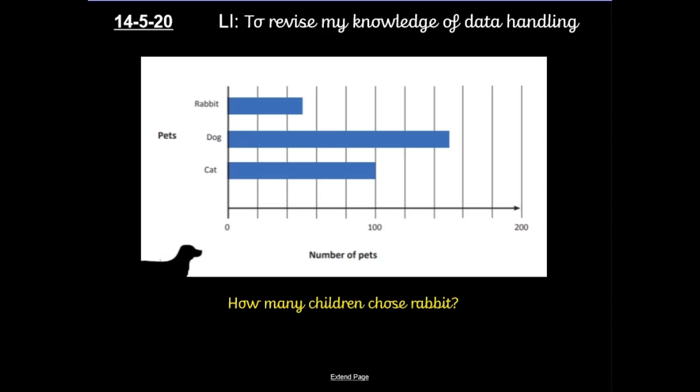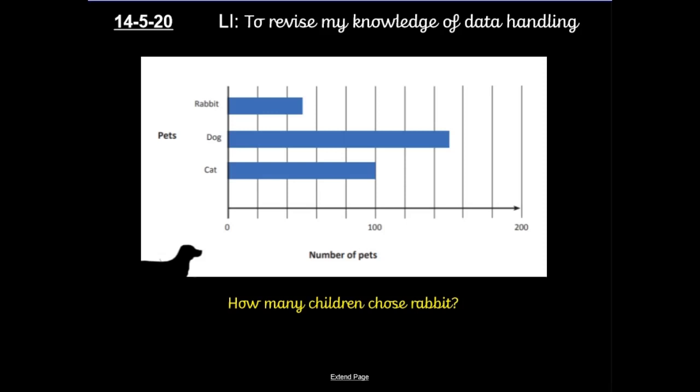Now then, let's have a little look at this question here, okay? So this is a bar chart here, and I've got my pets, rabbit, dog, cat, and I've got a number of pets at the bottom. So the question would have been something like, this is a list of children's favourite pets in year 6, okay, and it would obviously be a very big school. So at the bottom here, okay, I've got the number of children with those pets. How many children chose rabbit?